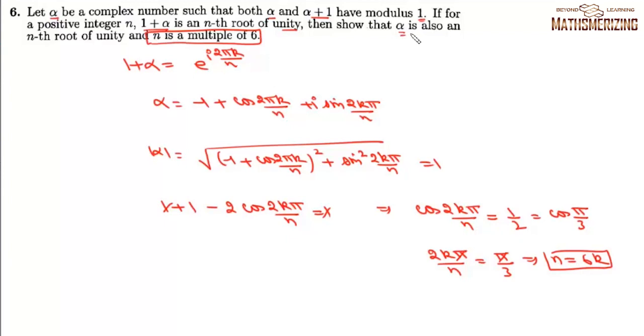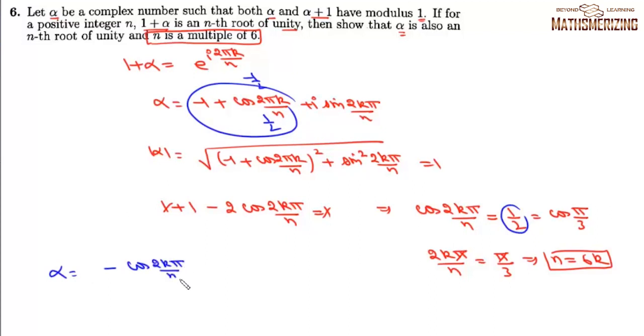Now we also have to prove that this alpha is also an nth root of unity. Now cos 2k pi by n is 1 by 2. So if we put 1 by 2 here, we'll get this as minus 1 by 2. So this alpha will be minus cos 2k pi by n plus iota sine 2k pi by n, which we can also write as minus e to the power minus iota 2k pi by n.